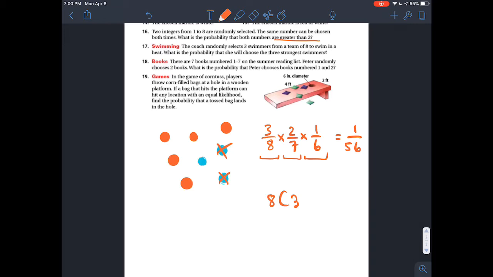Again, we're doing combinations here, so order doesn't matter. There's one correct way to pick the 3 strongest swimmers out of a total of 8C3 different ways to choose 3 swimmers from a group of 8. So that's going to be 1 over 8C3, which equals 8 times 7 times 6 over 3 times 2 times 1. Notice that the 6, the 3 and the 2 will cancel out, so we get, again, 1/8 times 7, which is 1/56. So again, we get the same answer.